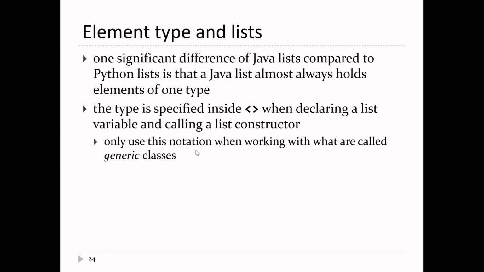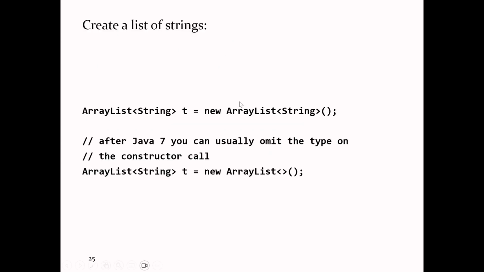You're only going to use this notation when you're using what are called generic classes, and the list is an example of a generic class in Java. So here's an example of making an array list of string. The type is ArrayList, big A, big L. I want to make it a list of strings, so inside some angled brackets I put in the word String. That is your element type. There's your variable, there's new, and there's your call to the constructor. When you call the constructor, you also insert the element type inside angled brackets, then round bracket, round bracket. That makes a new empty array list that can hold a bunch of strings.